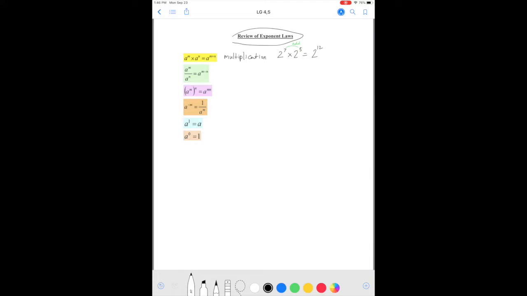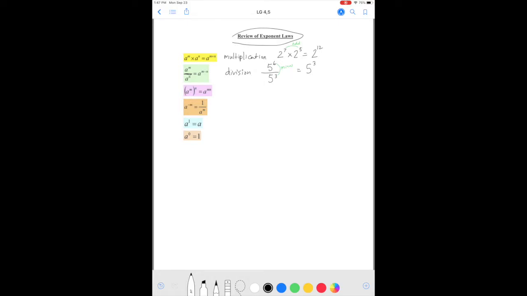All right, if we have division, let's do a different base. Let's say 5 to the 6 divided by 5 to the 3. Now the laws say we subtract. So we get 5 to the 3.